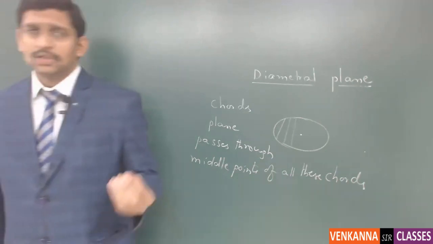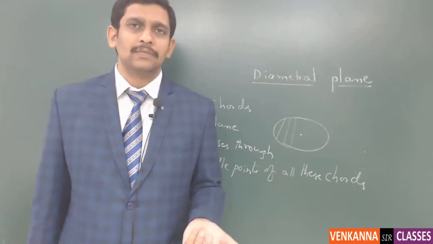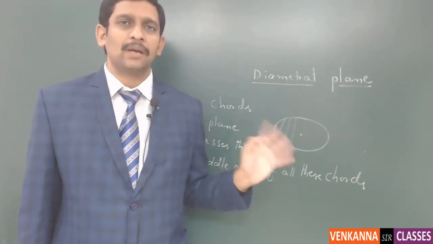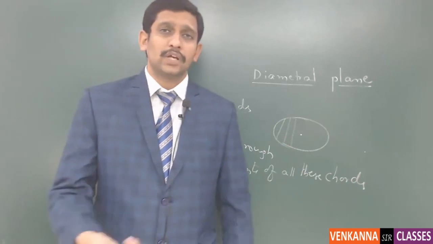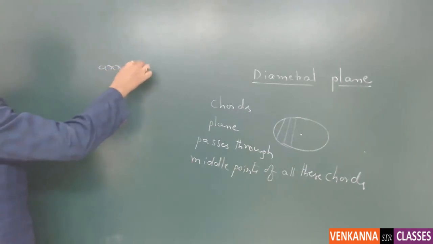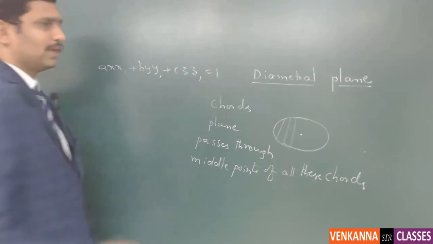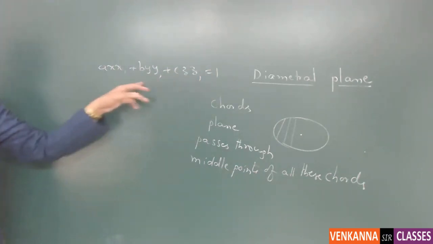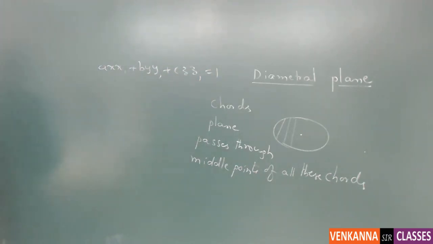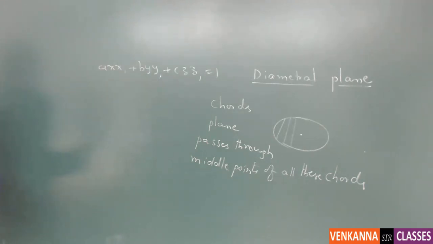And in general, we use the formula of tangent plane for the calculation of diameter plane itself. So if you take the conicoid, what is the formula we use? Ax x1 plus By y1 plus Cz z1 is equal to 1. This is the equation of the tangent plane we consider, isn't it? So here also the same formula we use to calculate the diameter plane.